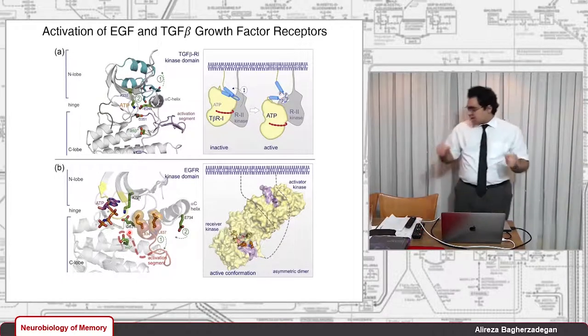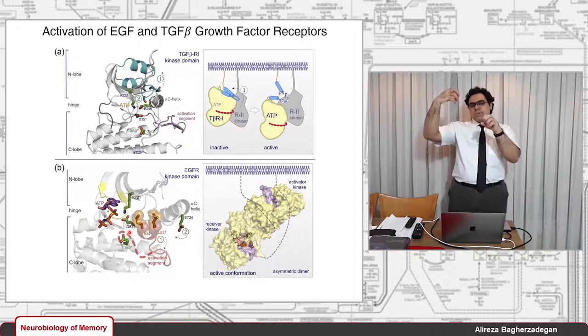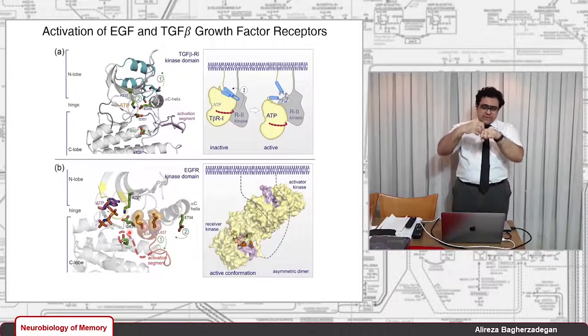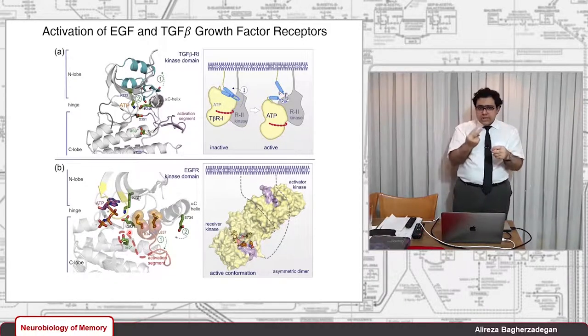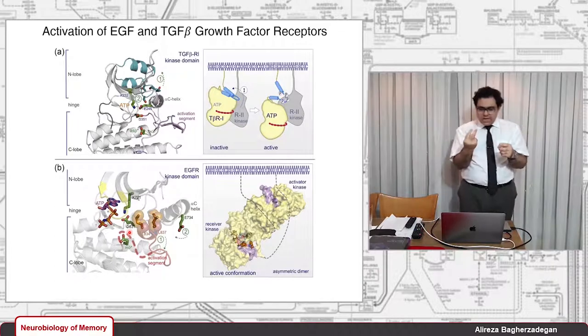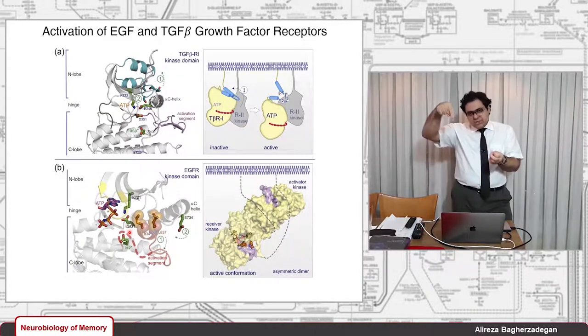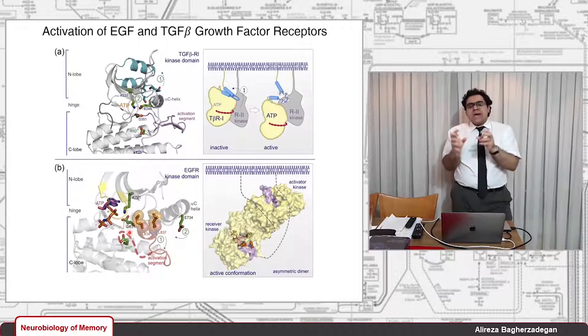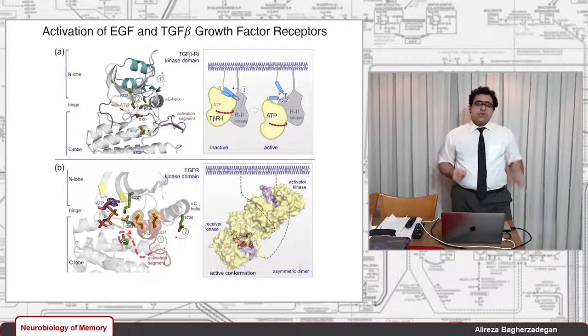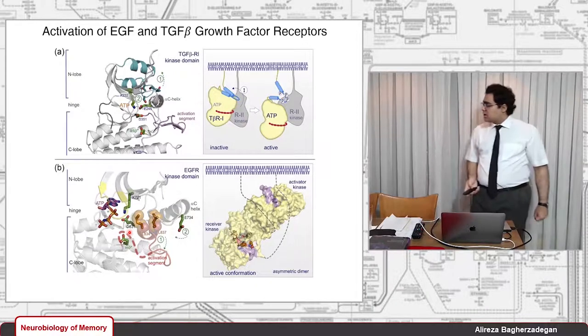So again, the C lobe of the type 2 receptor pushes on the N-lobe of the type 1 receptor. As a result of this pushing, it pushes those two distorting leucine amino acids away. This alpha C helix swings inward, and now the glutamic acid residue is facing the ATP and the magnesium ion, so that the N-lobe can correctly coordinate the ATP. That glutamic acid is important for the correct coordination of ATP in the ATP binding pocket of the kinase.